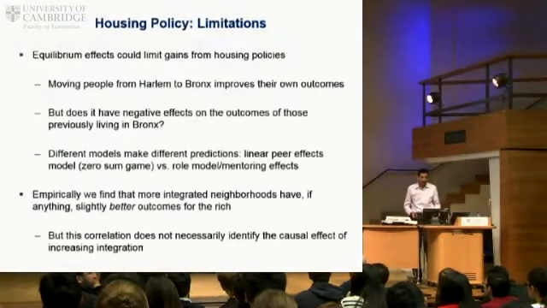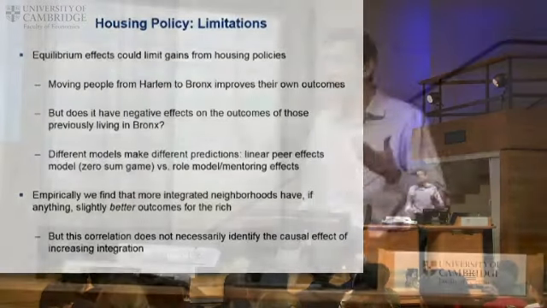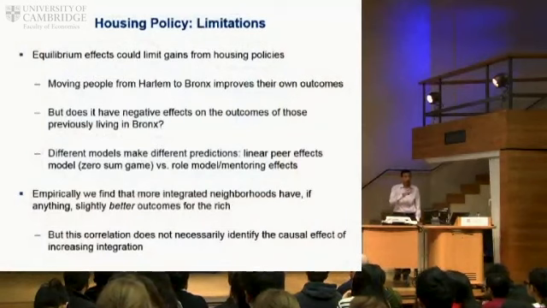Now, in thinking about all of those issues, I think there are a couple of important limitations in relying on the idea that you're just going to use housing policy to try to change social mobility. So let me talk about two of them. They basically both stem from the fact that equilibrium effects are likely to ultimately limit the gains from these types of housing policies.